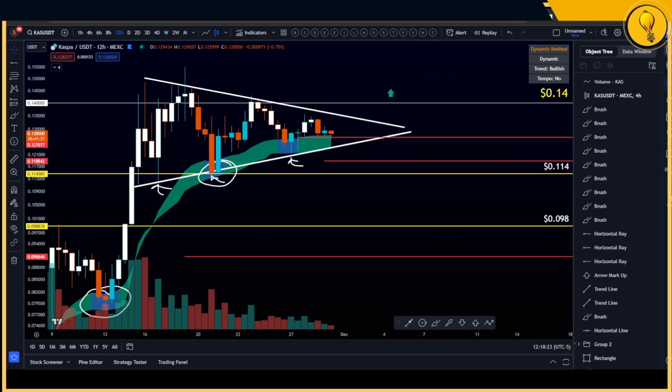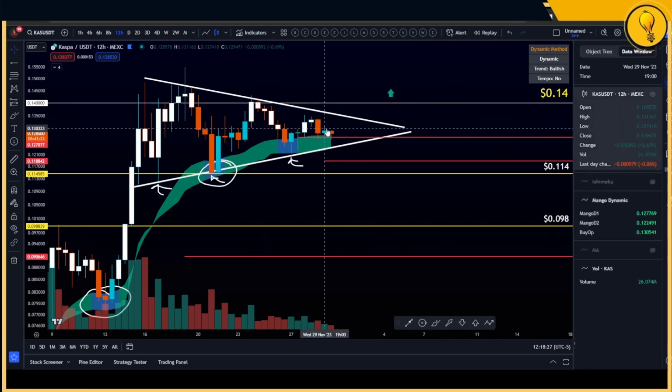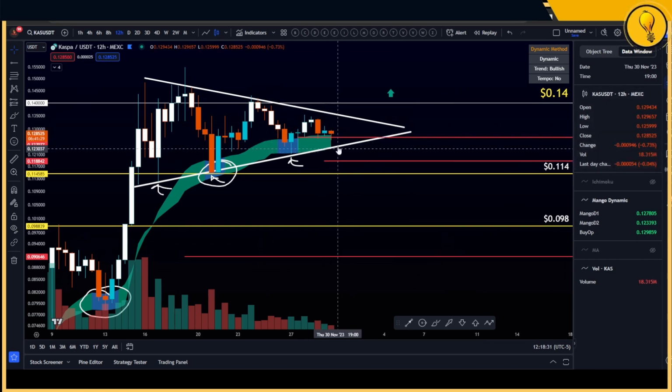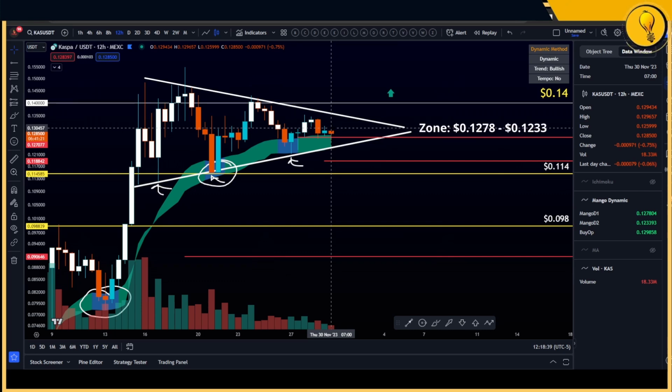Now for those of you who do not have access to the mango dynamic indicator, but you want the levels on here, please take note of them. It's a range. We're looking at a bit of a dynamic cloud range right there. These are the levels. I will also be annotating them on my screen for you guys to follow along. It comes in at around 0.1278 cents, going all the way down to 0.1233 cents.